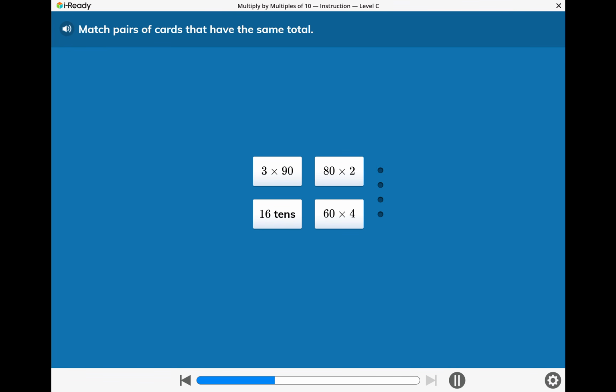Match pairs of cards that have the same total. Here is a matching pair. 80 times 2 is equal to 16 tens. Here is a matching pair. 3 times 90 is equal to 27 tens.